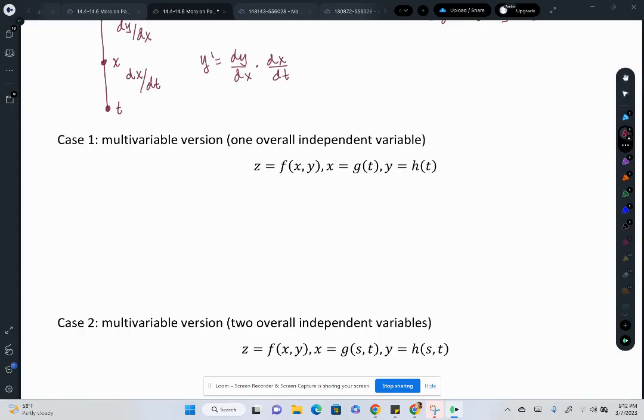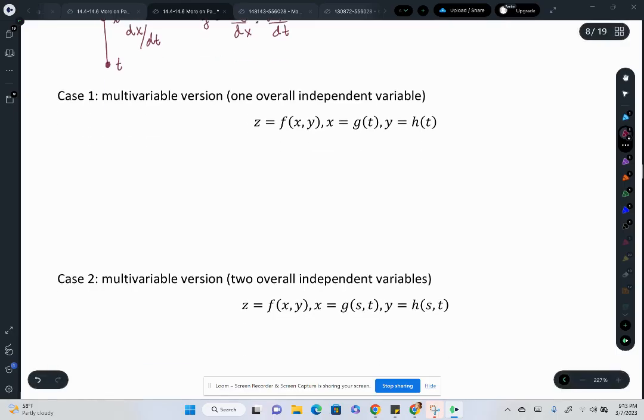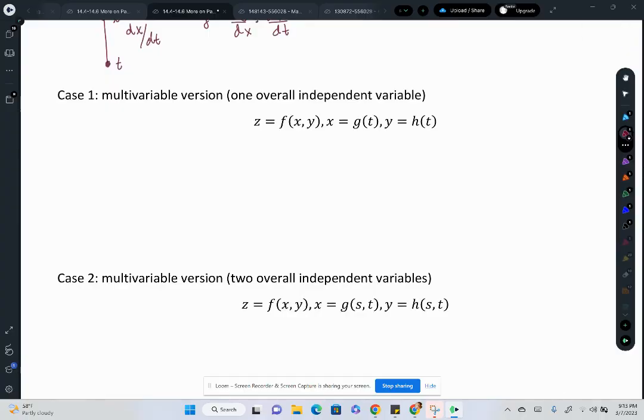So this first problem, I'm working with z equals f of x, y, x is equal to g of t, and y is equal to h of t. And I want to figure out how to find del z del t. I know it's going to be a del there because, well, z is a function of more than one variable. So how to find this?